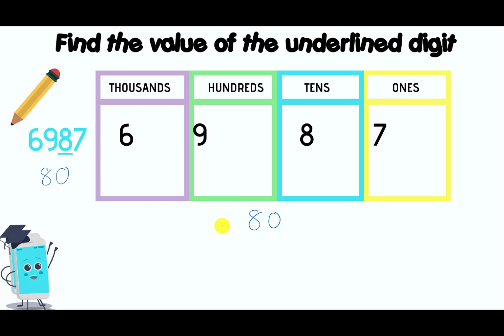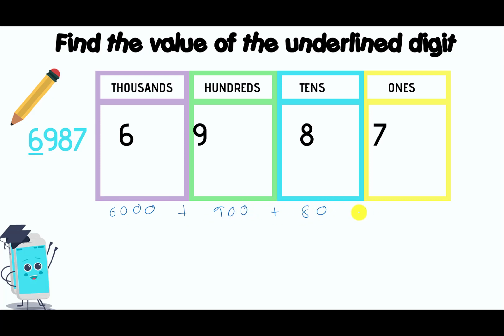You could also do what we did earlier where we wrote it out. We've got 6,000, we've got 900, we've got 80 and we've got 7. The underlined digit was this, so the value of the underlined digit is 80. What about if the 6 was underlined? So again, you might want to write it all out. You might not need to write it all out. You might be able to just use the headings. I can see that the underlined was the 6, so it's 6,000, or if I've written it out like this, I can see that the answer is 6,000.